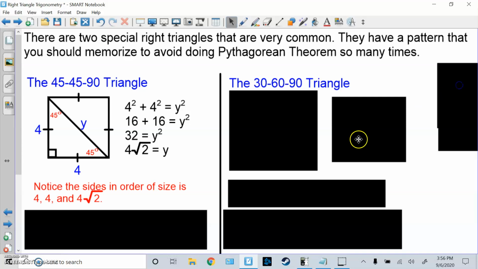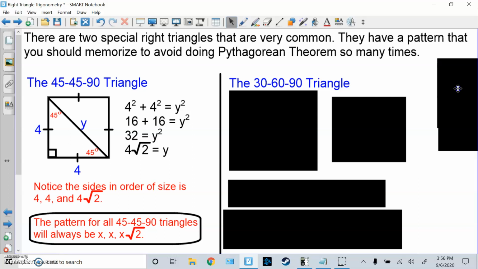So notice, the sides in order of size are 4, 4, and 4 square root 2. So that's the 45-degree angle, that's the 45-degree angle, and that's the 90-degree angle. This pattern for all 45-45-90 triangles will match. This would be x, x, x square root 2. So if one of the sides is, say, 10, it'd be 10, 10, 10 square root 2.